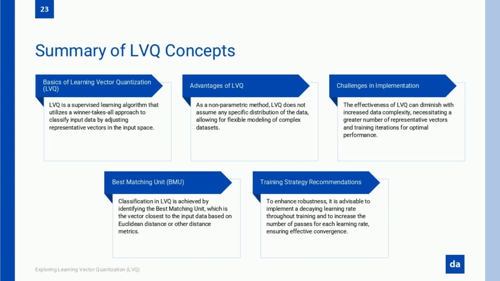One of LVQ's biggest advantages is its efficiency. Since it only stores a few key prototype vectors, it requires far less memory than KNN, making it a great choice for large datasets, embedded systems, and real-time applications. It's also highly interpretable, allowing us to see exactly how it makes decisions, a major advantage over black box models like deep learning. But LVQ isn't perfect.